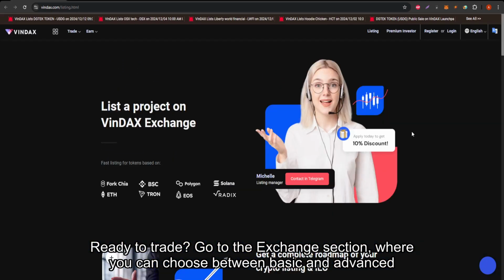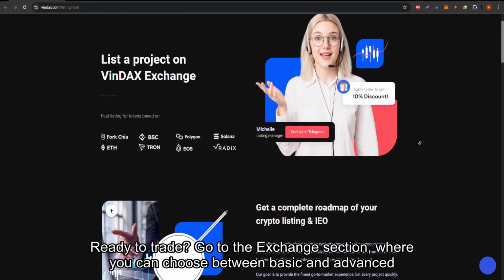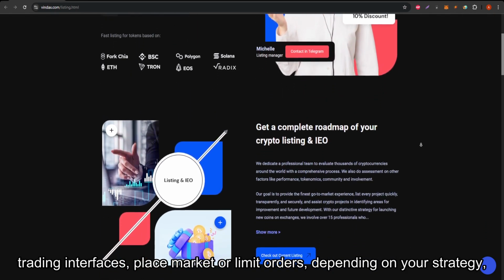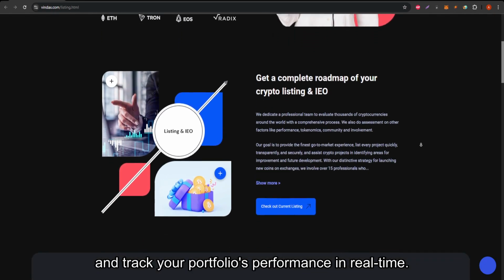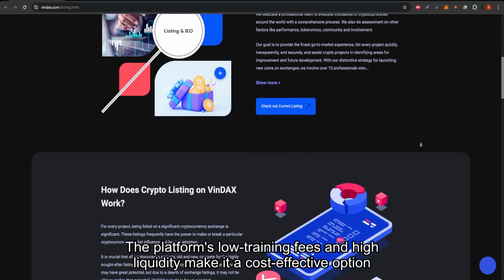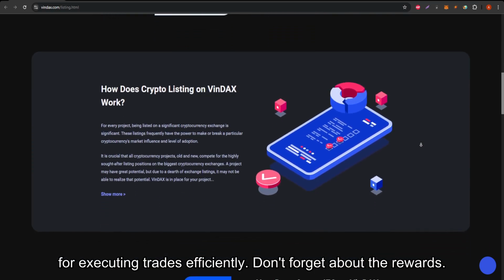Ready to trade? Go to the Exchange section, where you can choose between basic and advanced trading interfaces. Place market or limit orders, depending on your strategy, and track your portfolio's performance in real time. The platform's low trading fees and high liquidity make it a cost-effective option for executing trades efficiently.